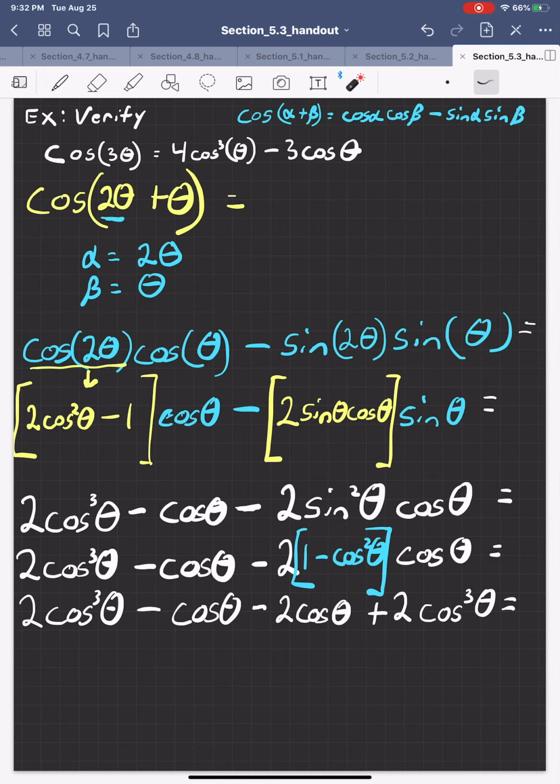All right. So I have 2 cosine cubes here. I have 2 cosine cubes here. So if I combine them, I actually have 4 of them. So 4 cosine cubed theta. And I have a negative 1 cosine of theta here and a negative 2. So negative 1 minus 2 is negative 3. And we're done.